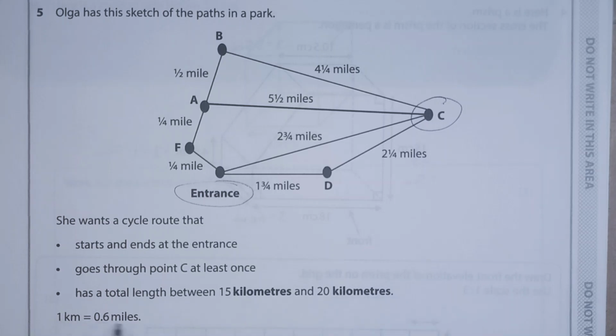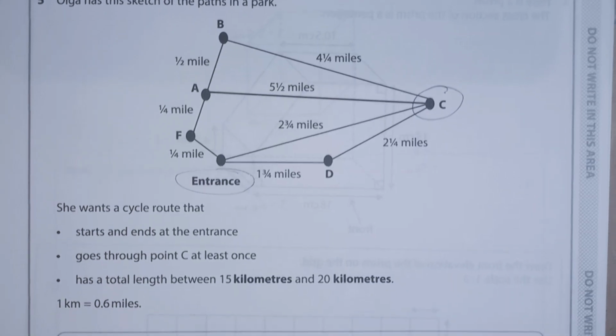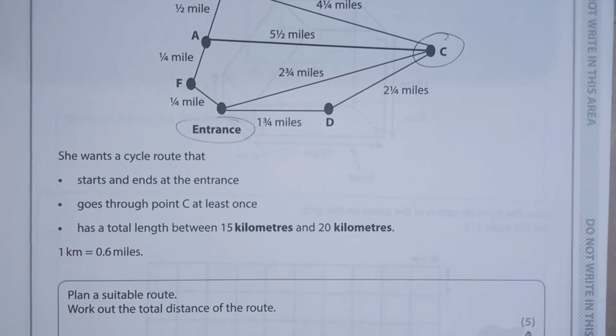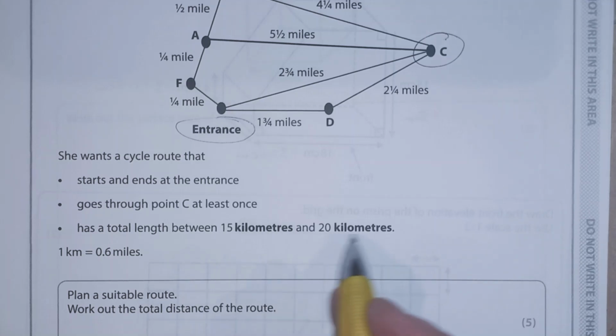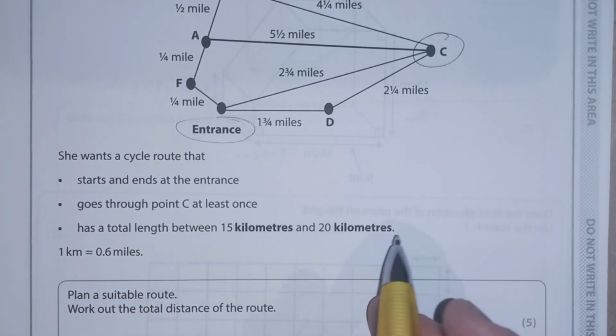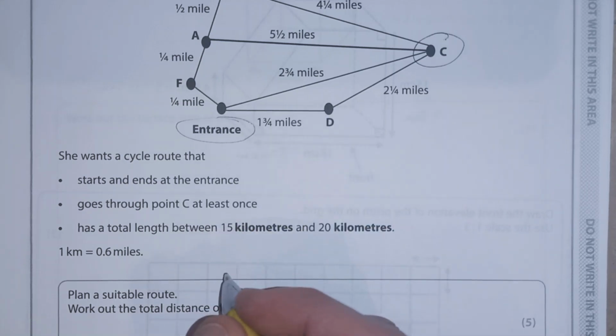We're told that 1 kilometre equals 0.6 of a mile. Plan a suitable route. Work out the total distance of the route. And this is worth 5 marks. Right, well, all of our measurements on here are in miles, but we want a total length between 15 and 20 kilometres. So what we can do is convert these, then we can just work with one set of units.